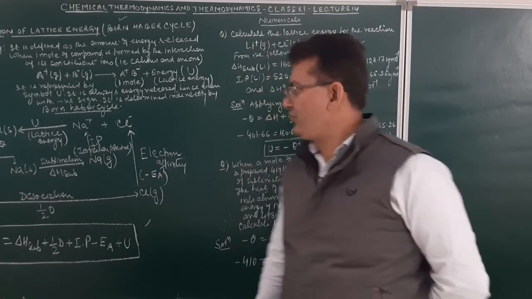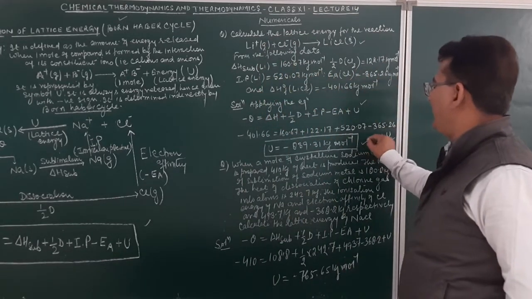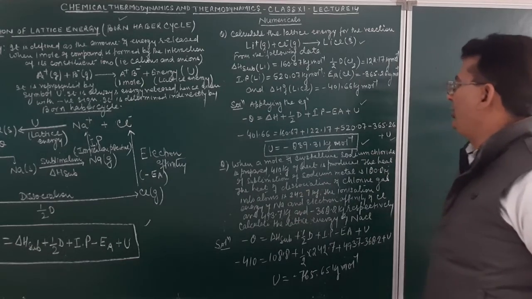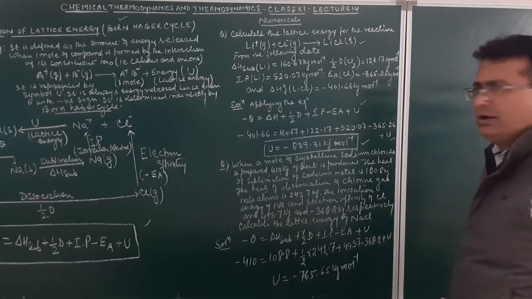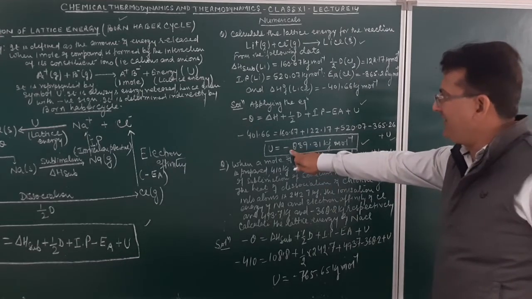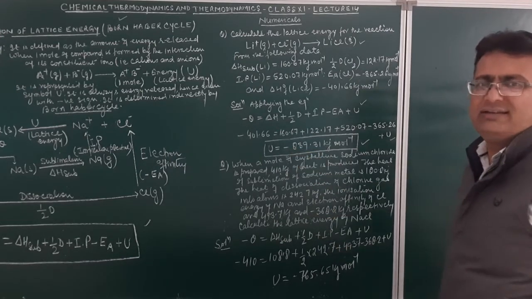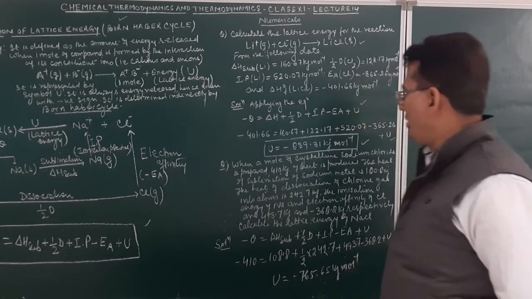Yes or not, students? So U will be equal to minus 839.31 kilojoule per mole over here. Clear? You may see that the answer is coming in negative because it is energy released. Now look at the next one.